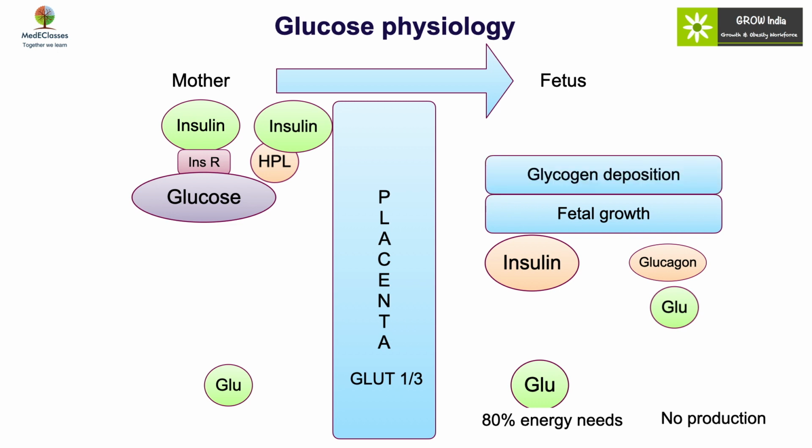Along with growth, there will also be a deposition of glycogen in the liver, which will be very helpful when the fetus needs it postnatally, and most of it happens in the third trimester. So those who are preterm will not have enough glucose or glycogen backup in the liver, and therefore will have a risk of hypoglycemia, explaining a higher risk of hypoglycemia in preterm and small for gestational age babies.